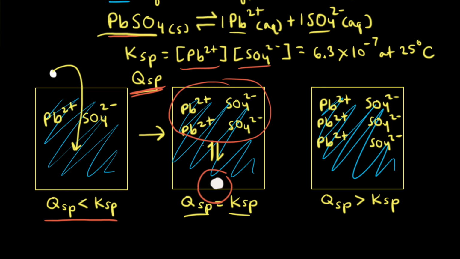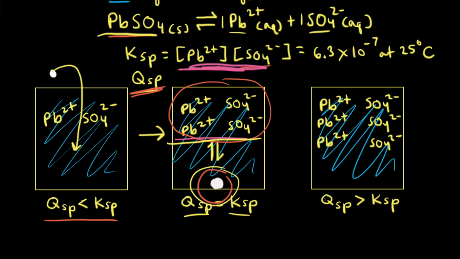Since the rate of dissolution is equal to the rate of precipitation when the system is at equilibrium, the concentrations of lead 2 plus ions and sulfate ions are constant, and this represents a saturated solution. And since the solution is saturated at equilibrium, if we tried to add some more lead 2 sulfate at the same temperature, we wouldn't be able to dissolve any more. We would just increase the pile of lead 2 sulfate on the bottom of the beaker.